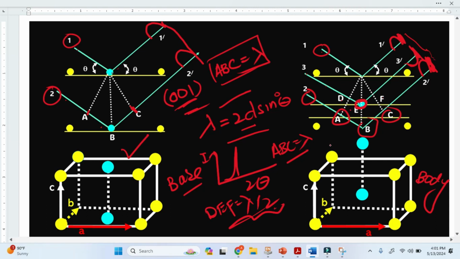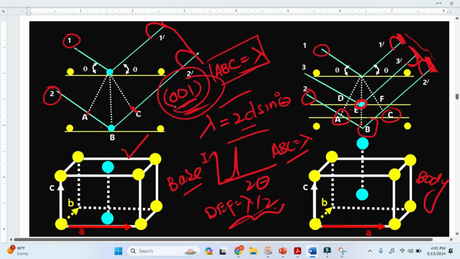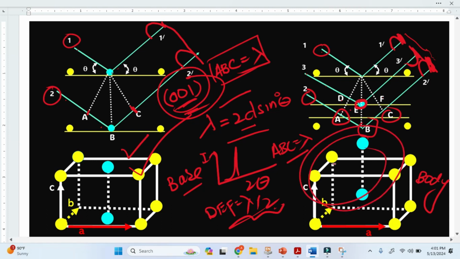This is why for this particular plane, the diffraction peak appears in the base centered orthorhombic unit cell, while for the body centered orthorhombic unit cell, the reflection from that particular plane disappears. This is how the intensity depends on the atomic positions.